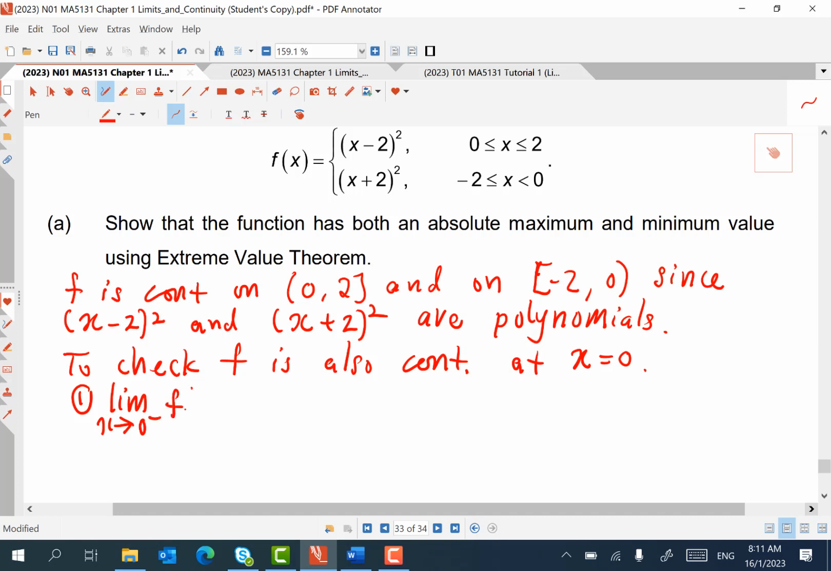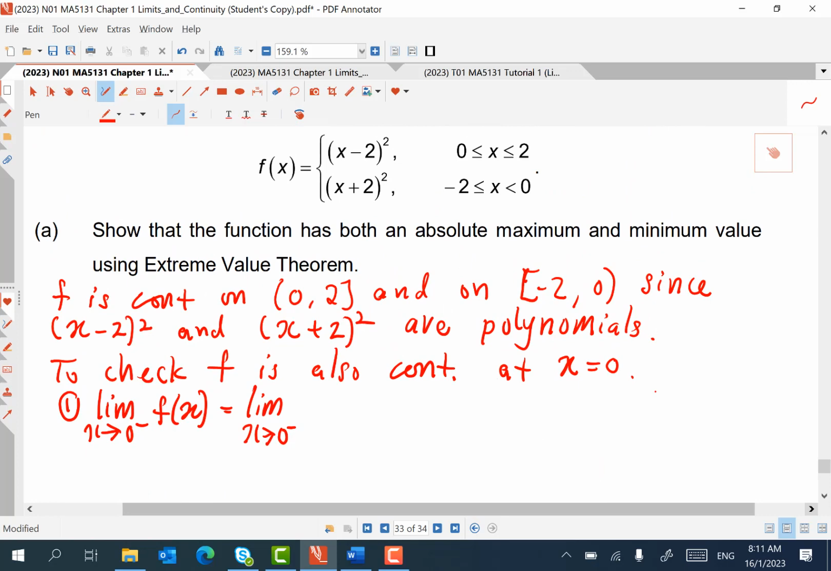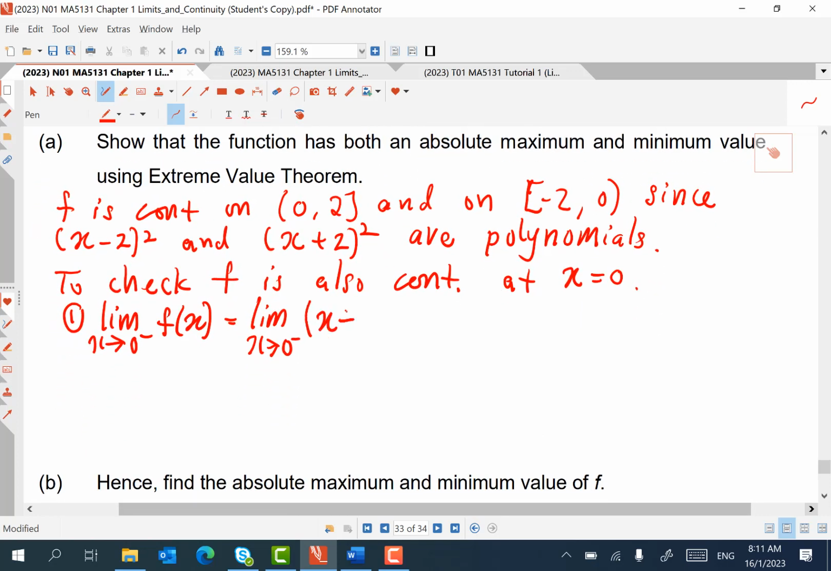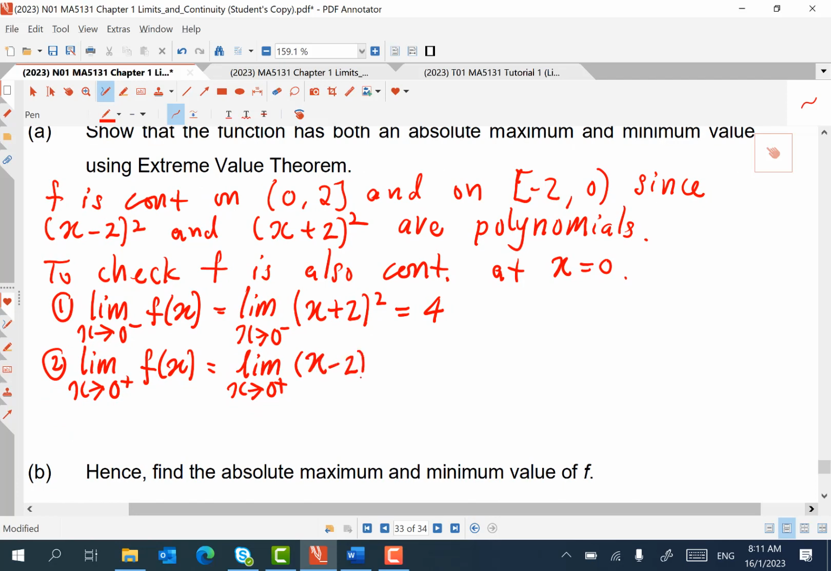For 0 minus, and I told you a few times, we prefer that you show more workings like this. For 0 minus, the function to use is x plus 2 squared. And this gives me 4. Then next is the limit as x tends towards 0 plus of f(x). For 0 plus, it is x minus 2 squared. And again it is 4.